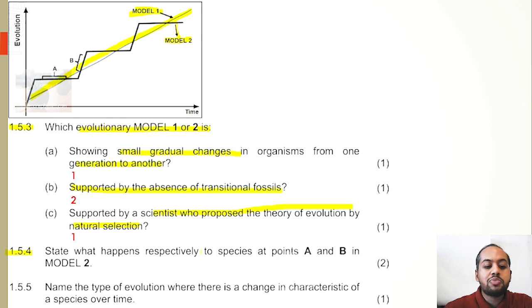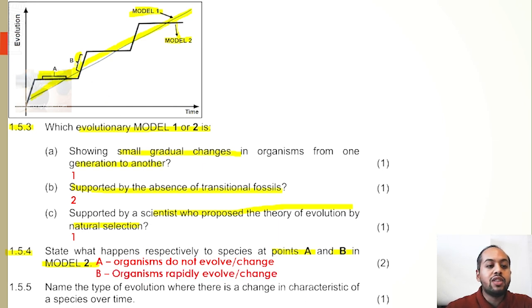1.5.4 State what happens respectively to species at points A and B in model 2. The species at points A and B in model 2, what is happening? So if we have a look at point A, the organisms do not evolve or change. But in point B, the organisms are changing, they are evolving rapidly. Therefore, the line is starting to spike up and it's starting to go up. 1.5.5, name the type of evolution where there's a change in characteristics of species over time. That is obviously going to be referred to as biological evolution.